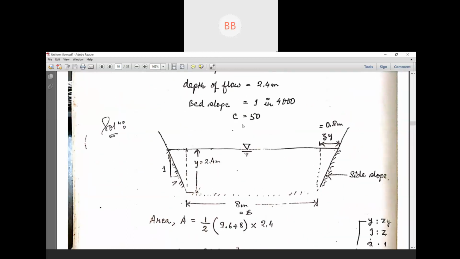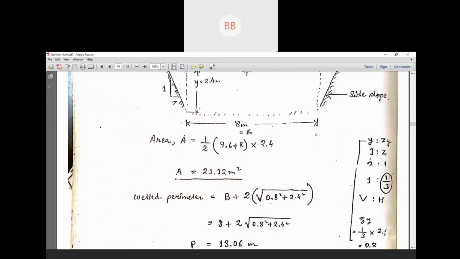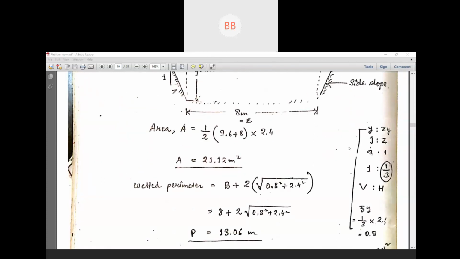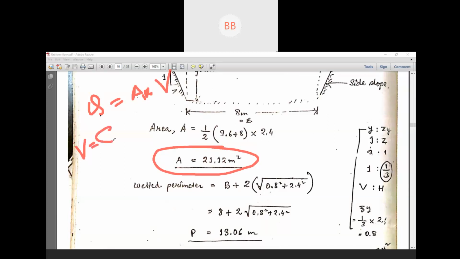Definitely, in this question we need to find out the discharge. Discharge is nothing but area into velocity, area multiplied by velocity. So area we have already calculated. Now we need to find out velocity. As Sedgwick's constant is given, we are going to use Sedgwick's equation, with R into S. To find out R, again, area by wetted perimeter.